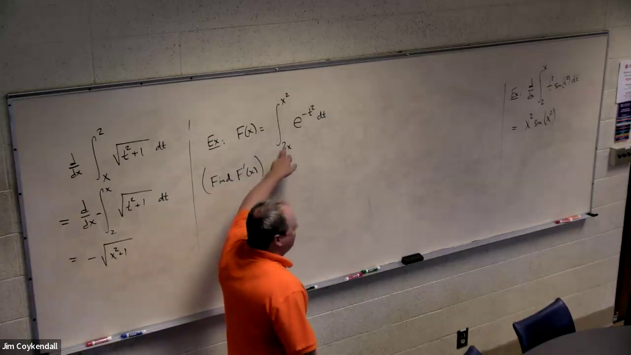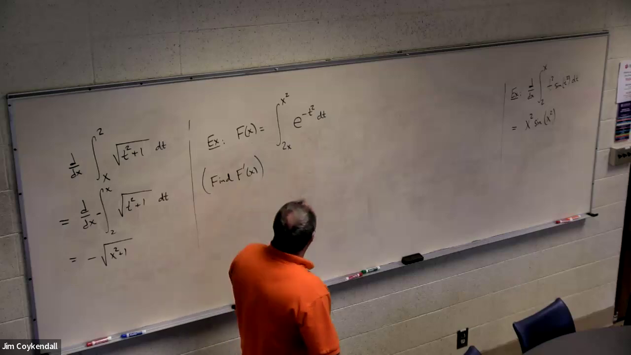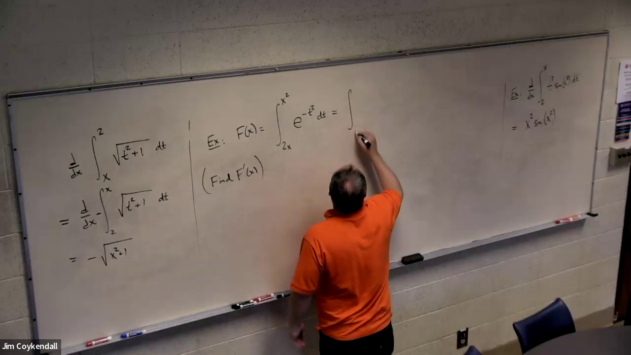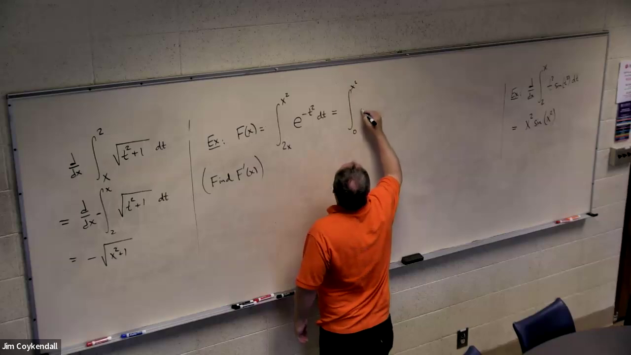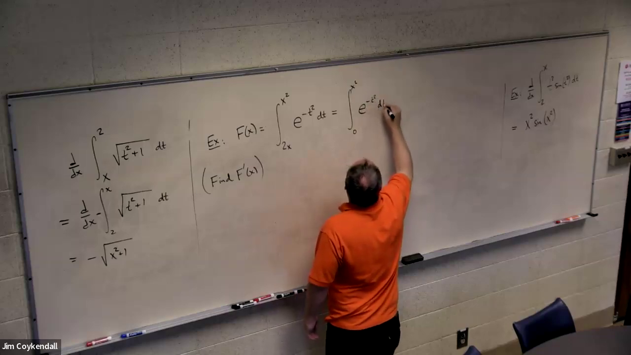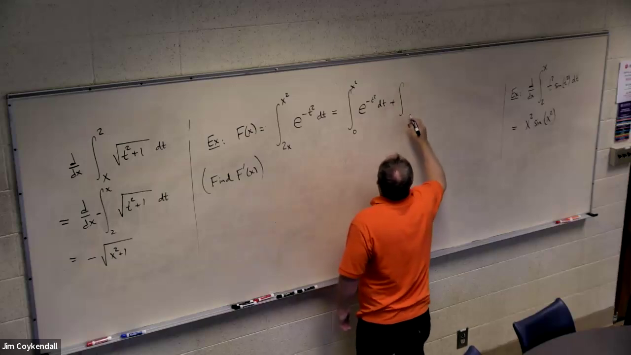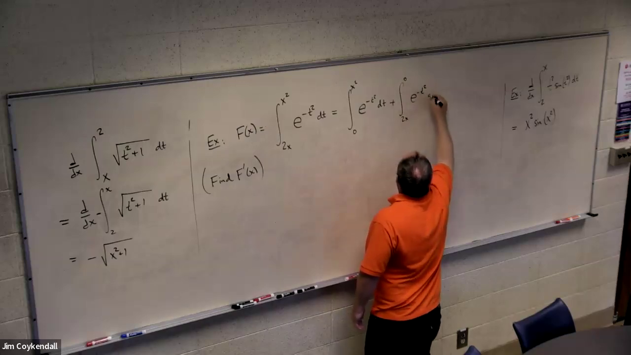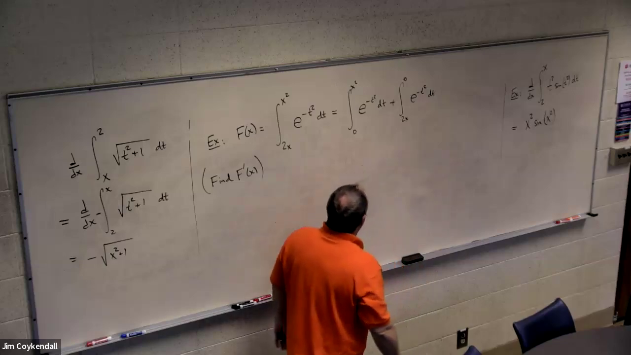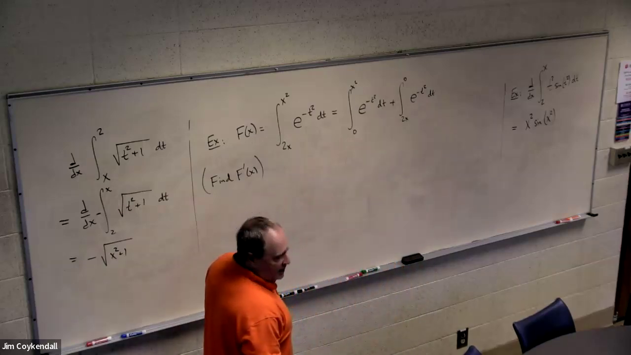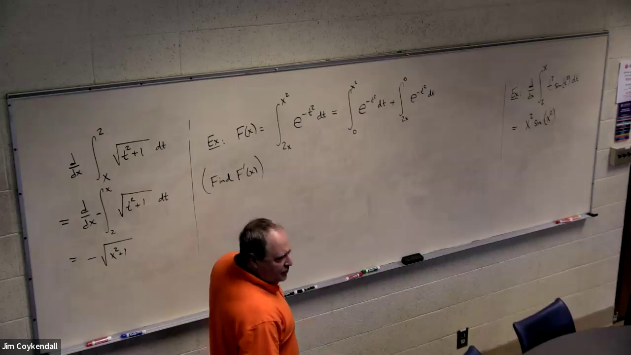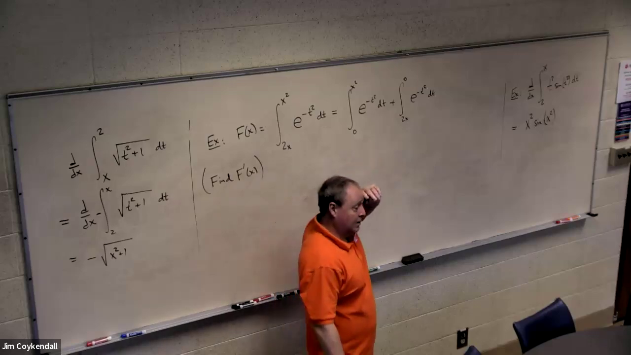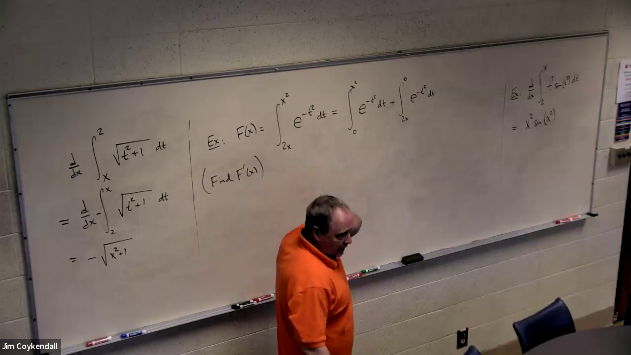Okay, now I've got variables on both the top and the bottom, which is not just x. Let me write this in a way... my choice of choosing zero is completely arbitrary. Any questions?